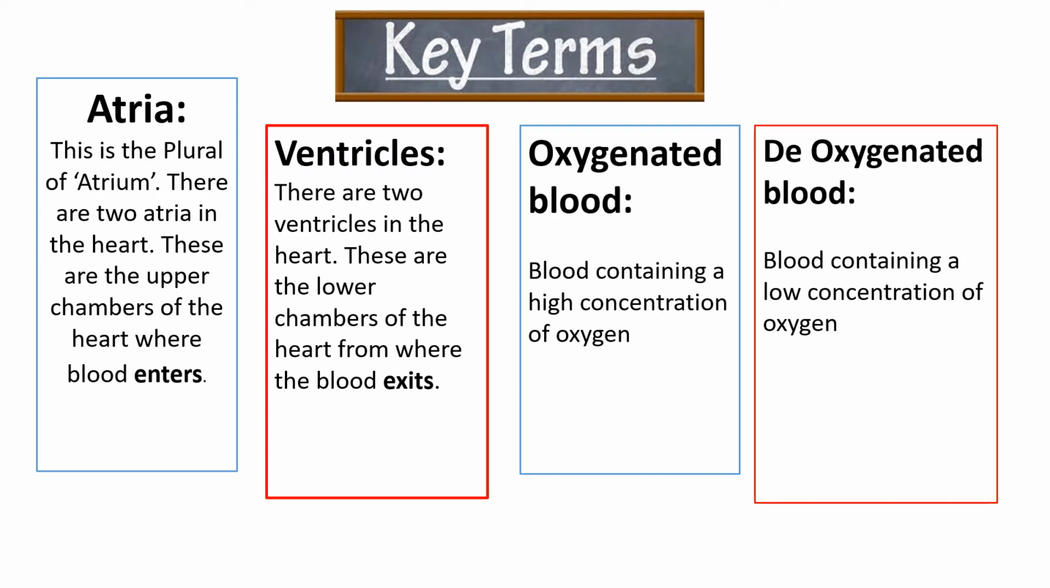Now this is really, really key, that we have to understand the difference between oxygenated blood and deoxygenated blood. Now, the biggest misconception here is that deoxygenated blood does not have any oxygen in it. It does, of course, but it just has very low levels, low concentration of oxygen in deoxygenated blood. So when we say oxygenated blood, we're talking about blood that has a high amount or a high concentration of oxygen, and deoxygenated blood has a low concentration of oxygen.